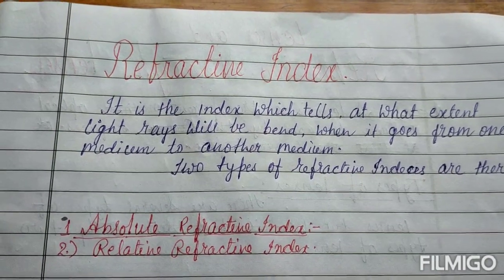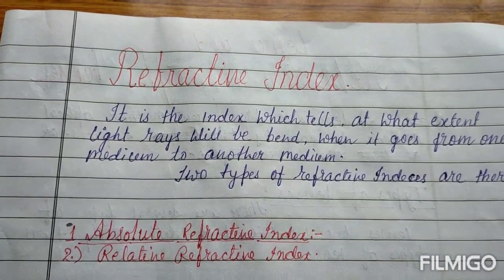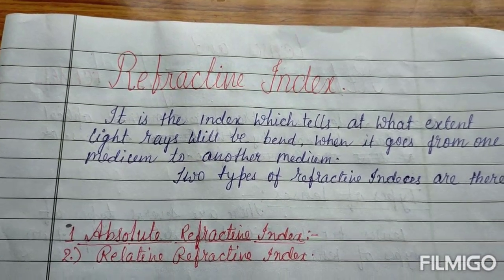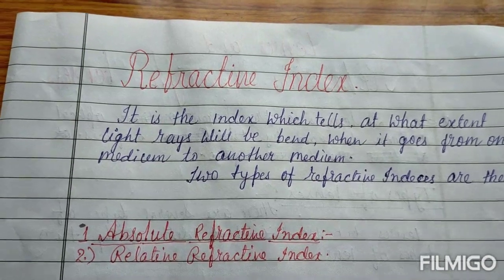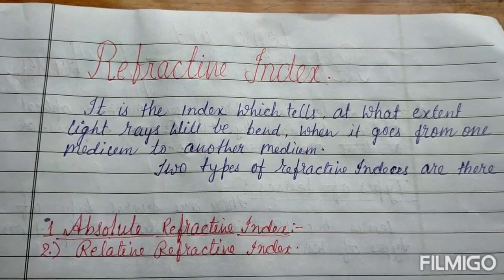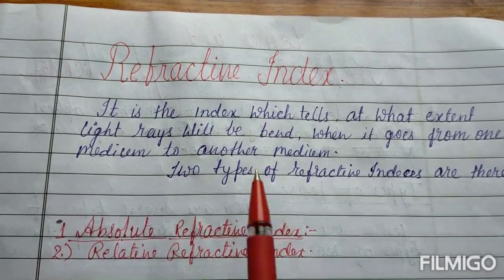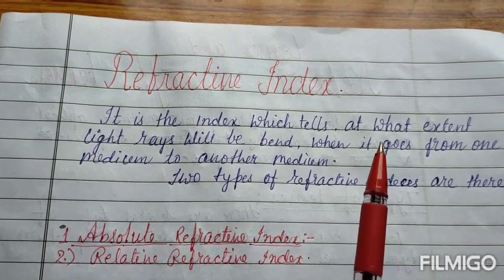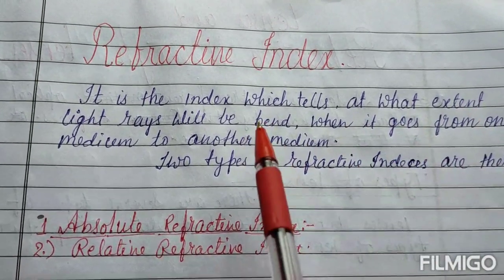That's why this chapter comes in 8 parts. In 8 videos I will complete the chapter. I think this is the 5th or 6th part of the video. In this video we will see refractive index, lenses and terms associated with lenses. So let us start.